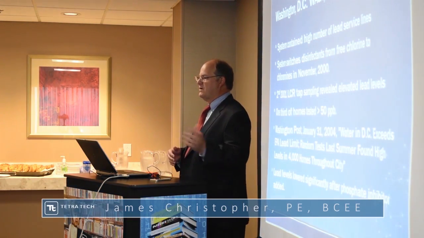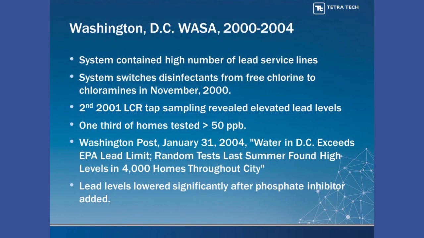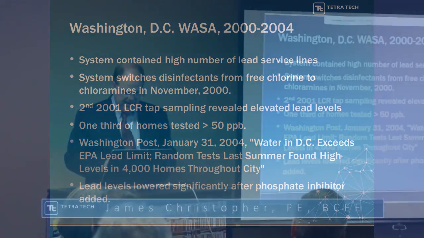So the situation in Washington, D.C. kind of came to a head in 2004. There was an article on January 31st in the Washington Post that basically trumpeted to the full world that Washington, D.C. water exceeded the EPA lead limits. In subsequent studies that were done there, the problem was solved by feeding a phosphate inhibitor, which Dave is going to be talking about a little bit later.